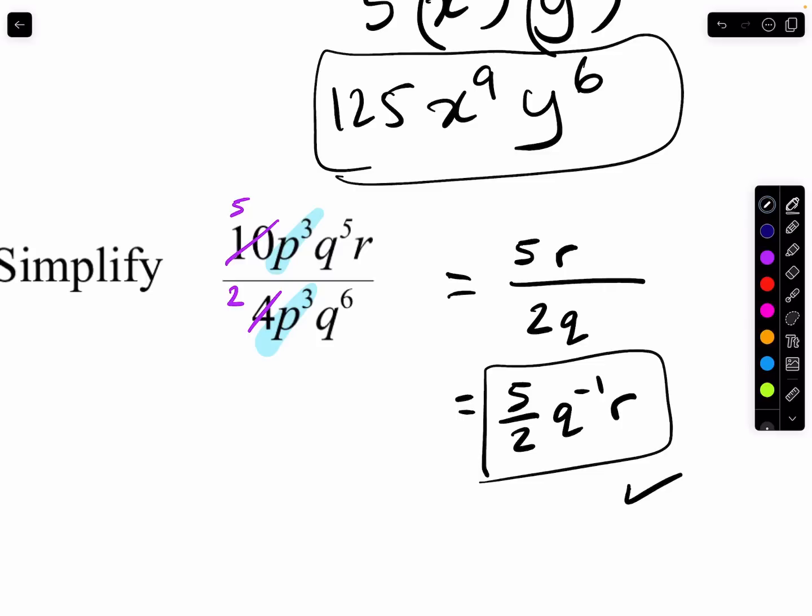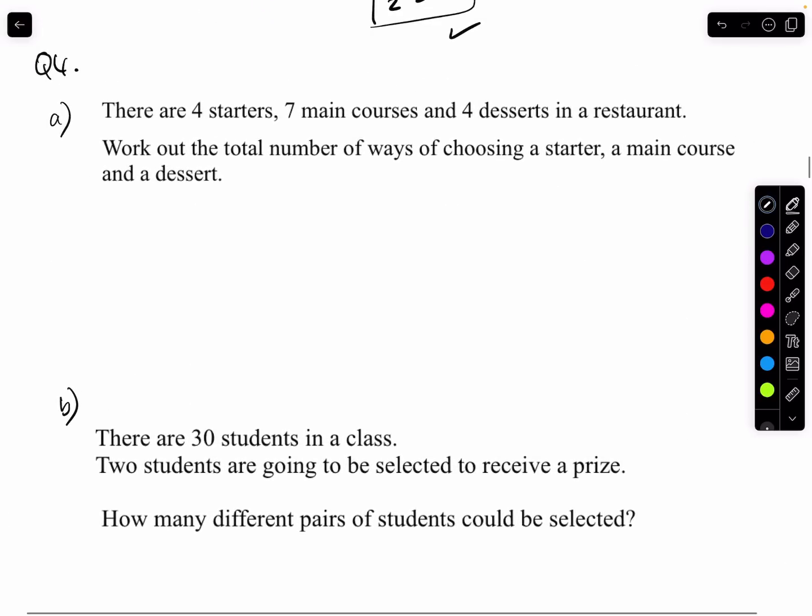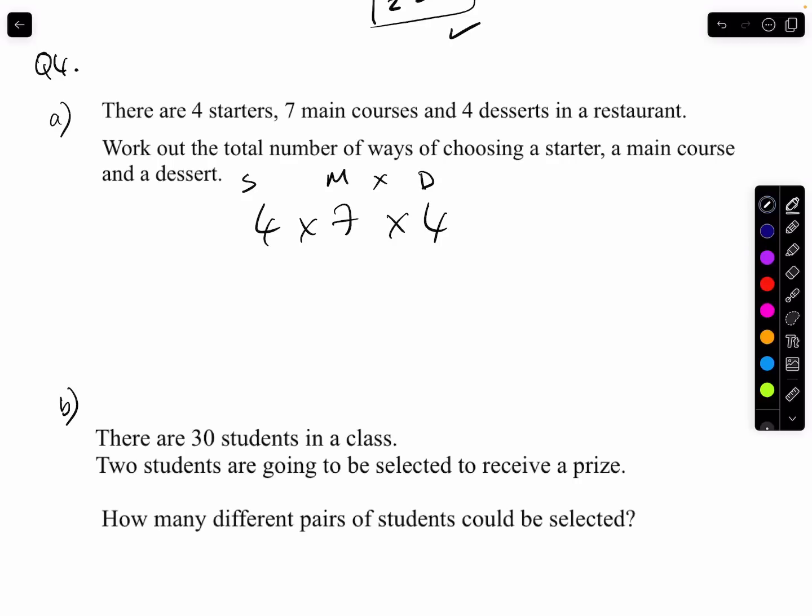So that's good. Let's move on to question 4. There are 4 starters, 7 mains, 4 desserts in a restaurant. Work out the total number of ways of choosing a starter, main, and a dessert. So product rule for counting. So 4 times 7 times 4, that's your starter, that's your main, and that's your dessert. And just multiplying them. So put that in your calculator. 4 times 7 times 4. There are 112 ways of choosing a starter, a main, and a dessert.